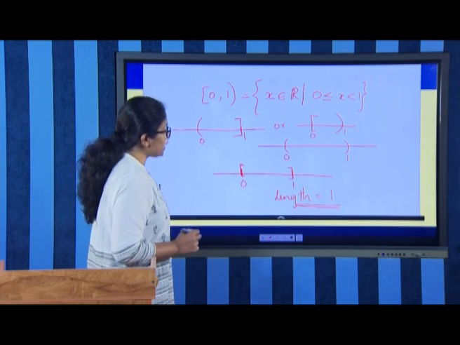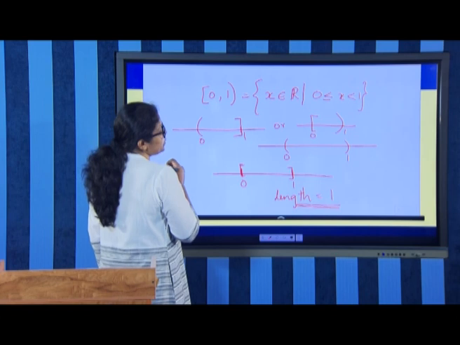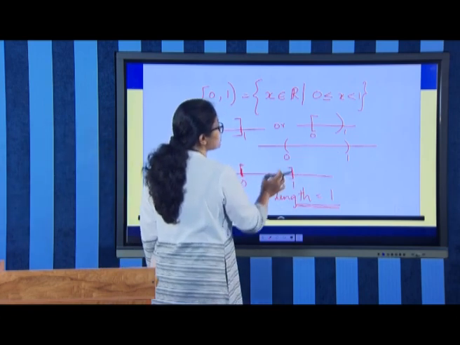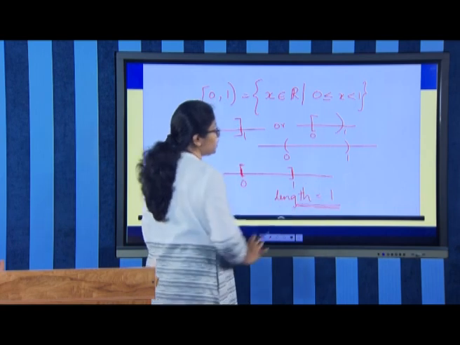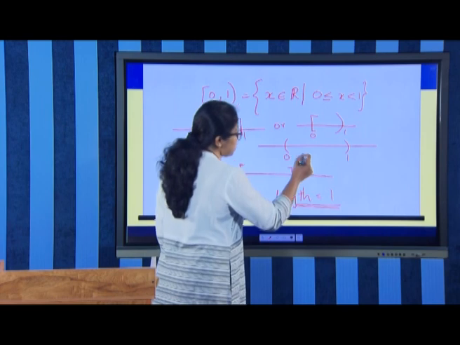So, how did we get 1? b minus a. So, that is the length of these intervals, whether it is an open interval or closed interval or semi-closed, every interval has length b minus a and these are bounded.